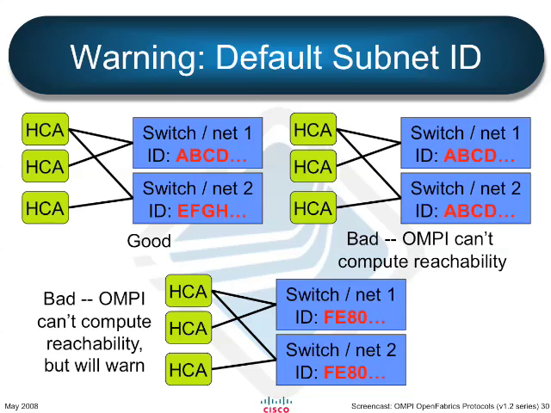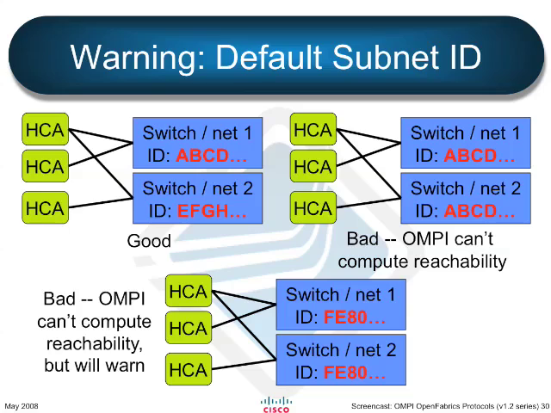Now let's look at the top right here. I have the same connection pattern, the same switch pattern, but it's bad because both switch 1 and switch 2 have the same subnet ID, ABCD and ABCD. So in this case, Open MPI could erroneously conclude that the second HCA can reach the third HCA, and that's not true. It's incorrect. There is no network path between the second and third one. So Open MPI would either hang or crash in this situation.